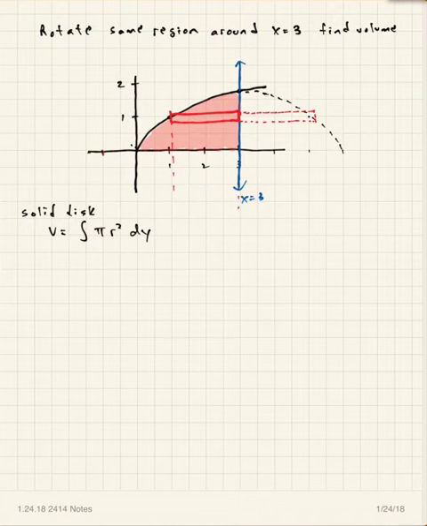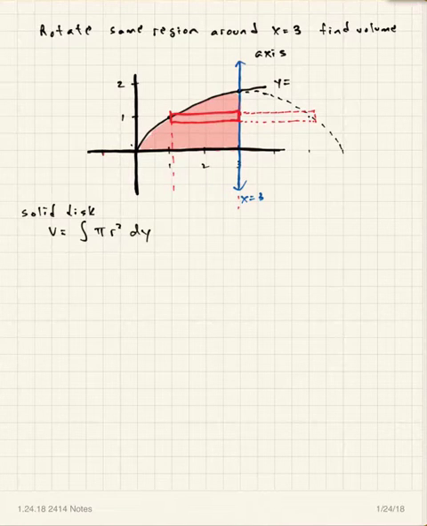Notice we're taking the same region we just had in the last problem, but instead of rotating around the x-axis or the y-axis, we are now rotating around the line x equals 3. So this is our axis of rotation. It is not one of the axes, right? Here's the x-axis right here. Here's the y-axis right here. We're taking the same region we had in the last problem.